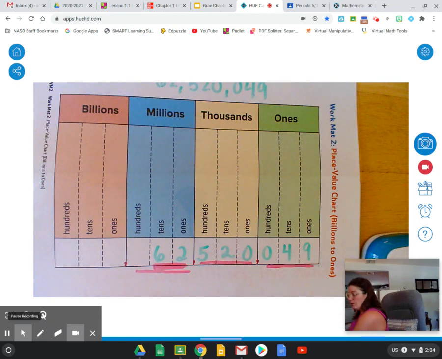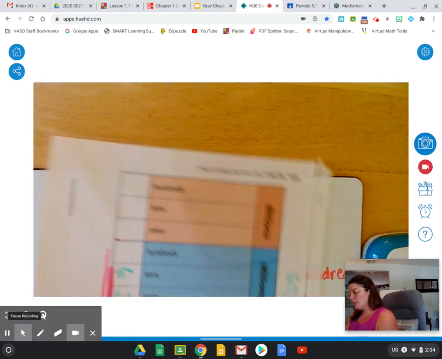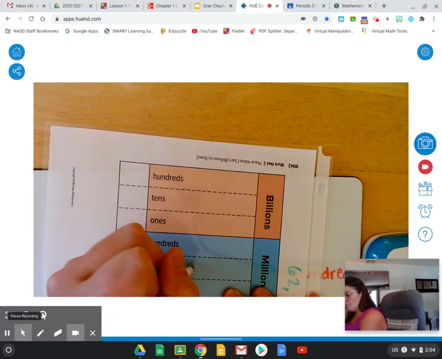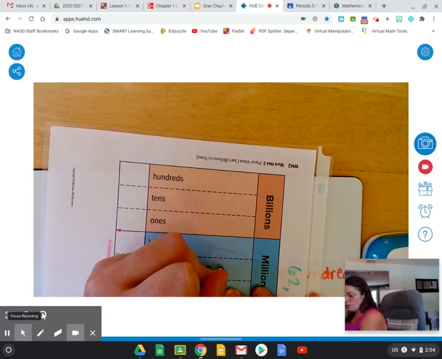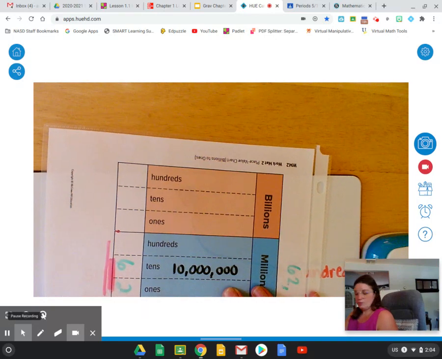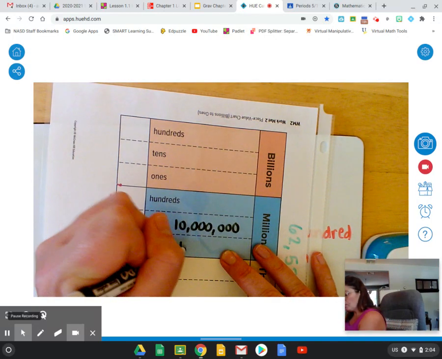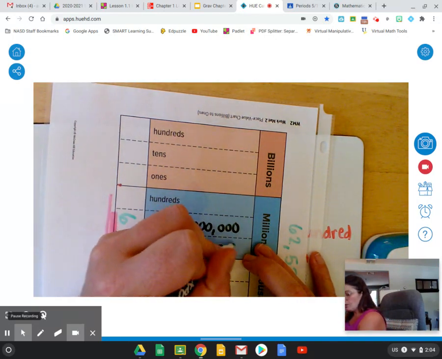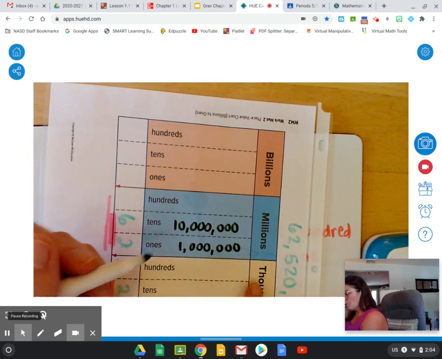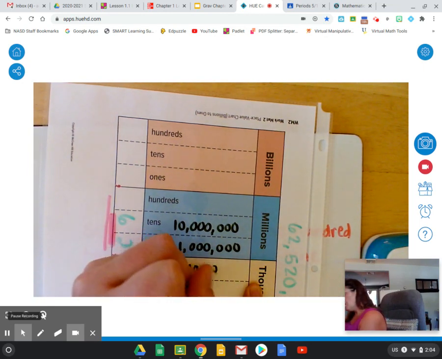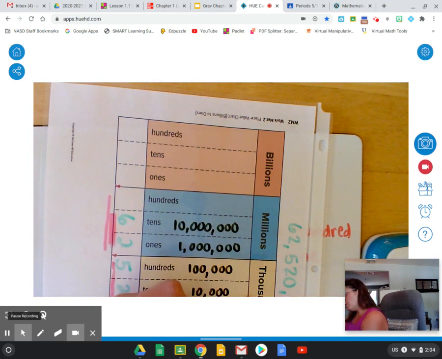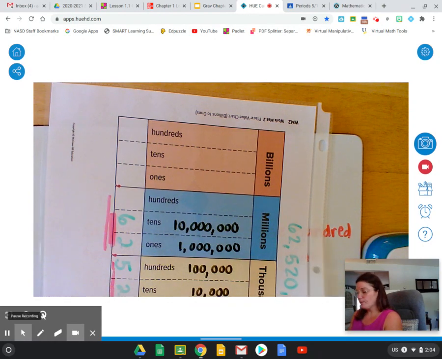You might wonder what that looks like. 10 million looks like this. Okay, and then I could go ahead and do that for 1 million. This might help you out. 100,000, 10,000, 1,000, 100, 10, and 1. So you'll need those to write your expanded form.